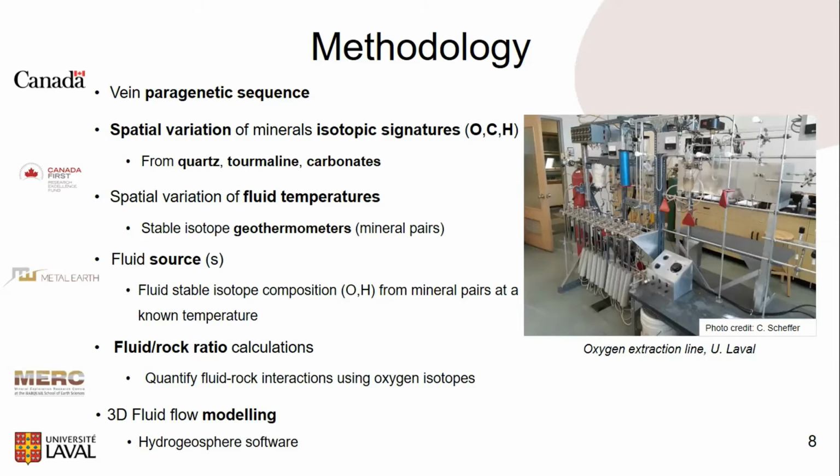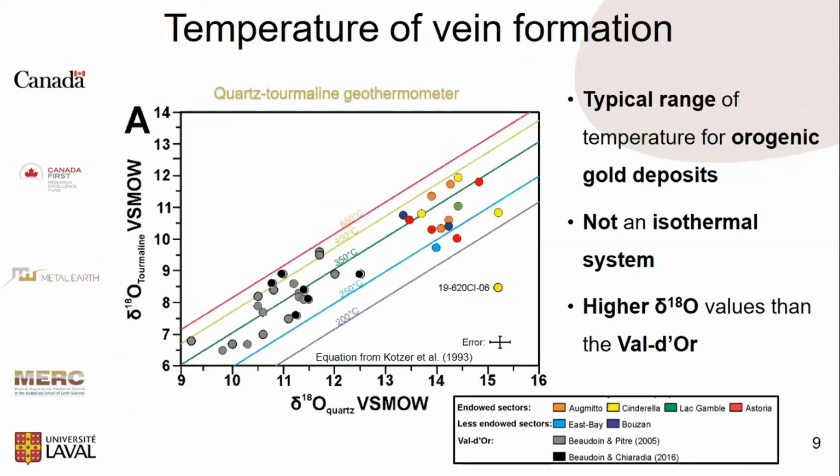discriminate the sources. Once the stable isotope composition of the fluid is known, we then computed the fluid rock ratios, which help quantify fluid rock interactions using oxygen isotopes. We also produced a 3D fluid flow model of oxygen isotopes using the HydroGeoSphere software. So let's get right into it.